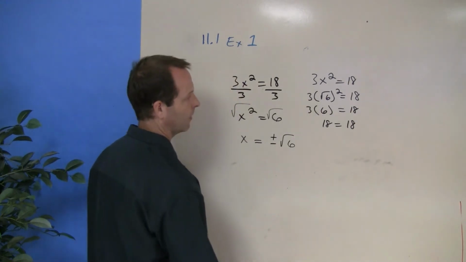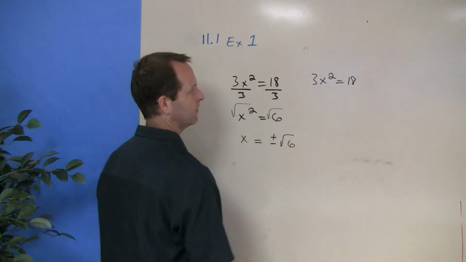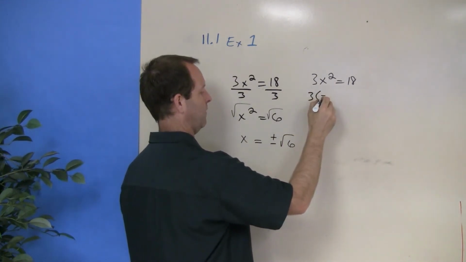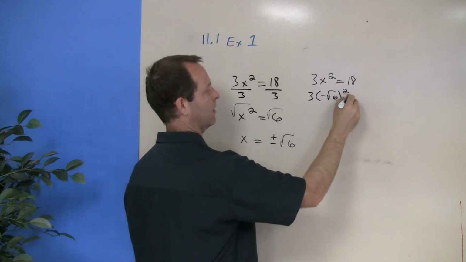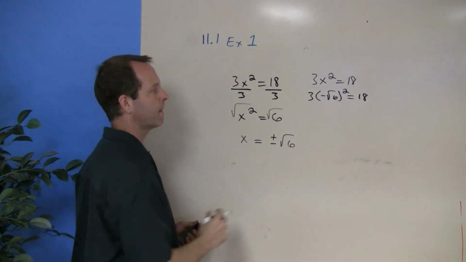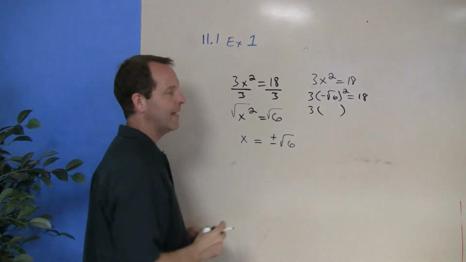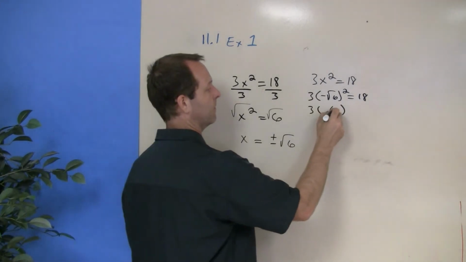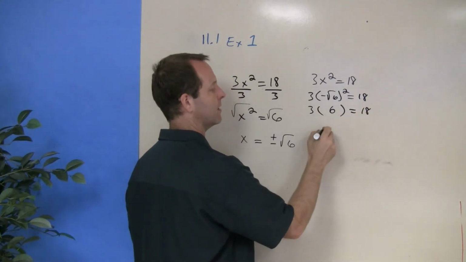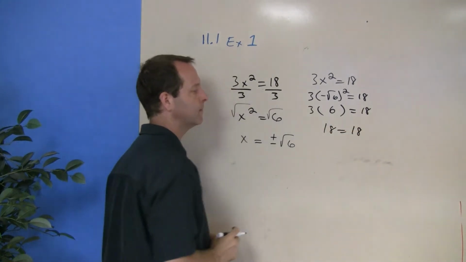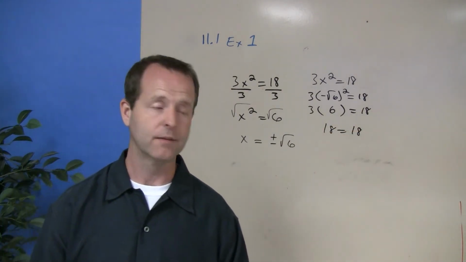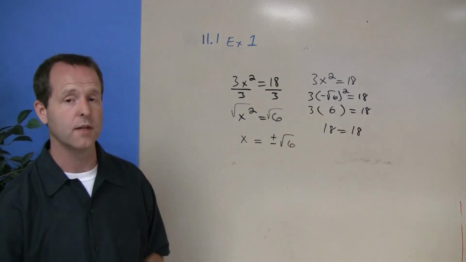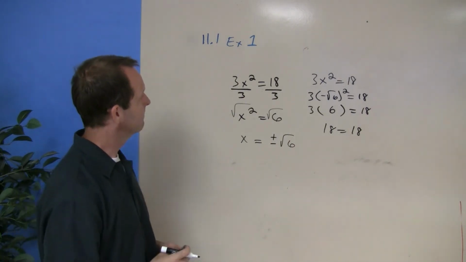Well, what if I want to try the negative square root of 6 in there? So 3 times the negative square root of 6 squared equals 18. 3 times the negative square root of 6 times the negative square root of 6, well, that's positive 6. And 3 times 6 is 18, so 18 equals 18, and therefore I also have a valid answer. Which means that the negative square root of 6 was also a solution to this particular equation. Kind of cool.